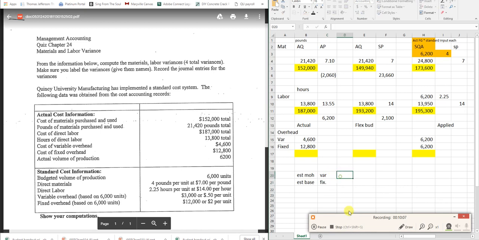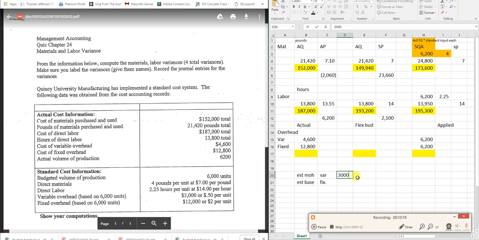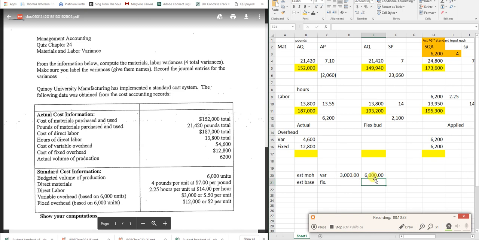All right, so my estimated variable overhead is based on 6,000 units, standard cost information. $3,000 divided by your estimated base of 6,000 units. So I take the 3,000 divided by the 6,000 units, and I get 50 cents, which they already gave me, but not all problems will.